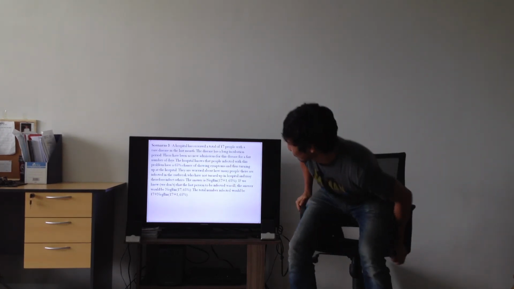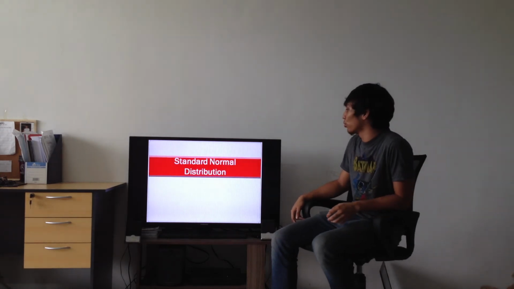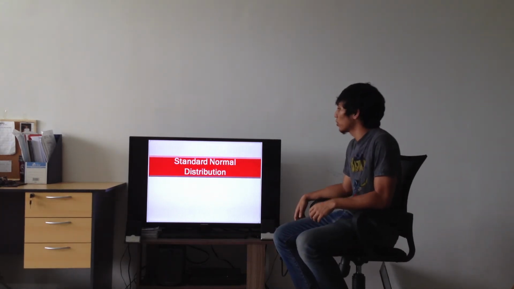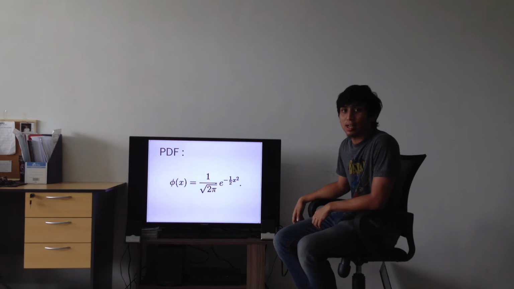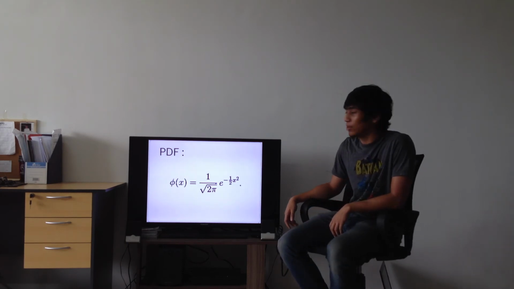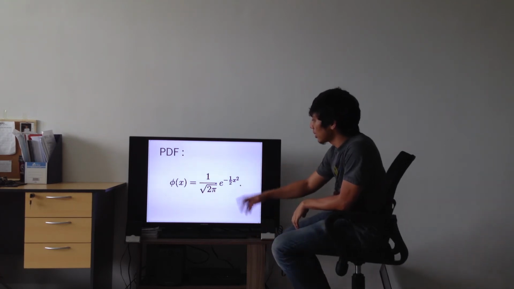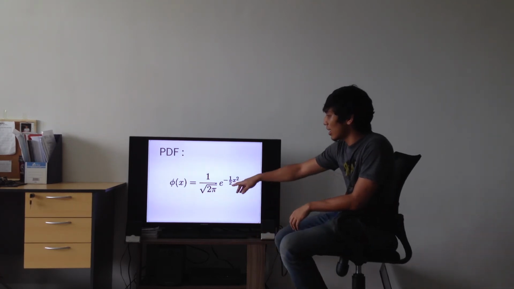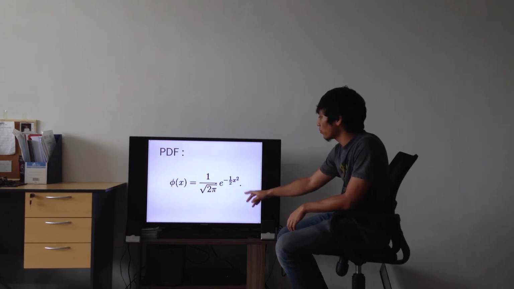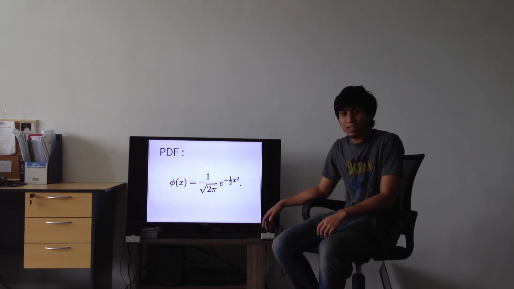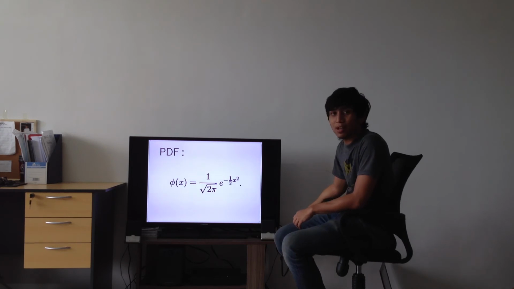Assalamualaikum. So we will continue to the standard normal distribution. As we know, standard normal is a subtopic of normal distribution with the parameters mu and variance. So I will continue with the PDF. The PDF for standard normal is f(x) equal to 1 over square root of 2 pi, times e to the power of negative half x squared.